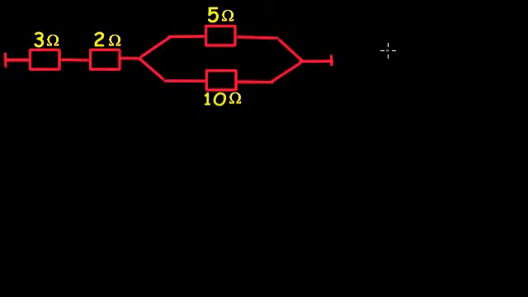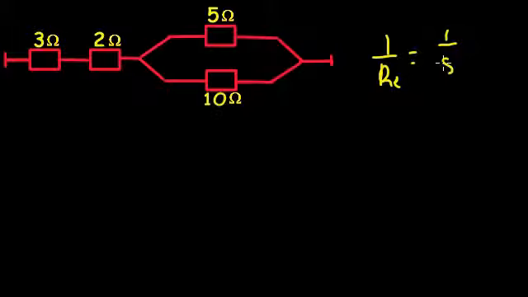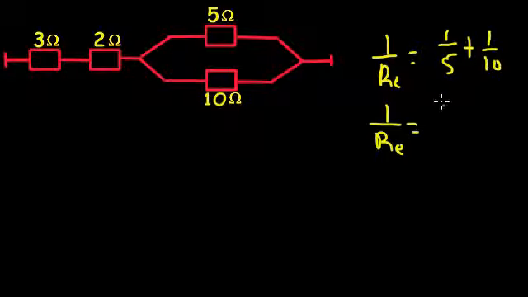We know that the reciprocal of the equivalent resistance will now be equal to 1 over 5 plus 1 over 10. So 1 over R sub E equals, with LCM 10: 5 in 10 is 2, times 1 is 2, so we have 2 plus 1; 10 in 10 is 1, times 1 is 1. So that's 3 over 10.